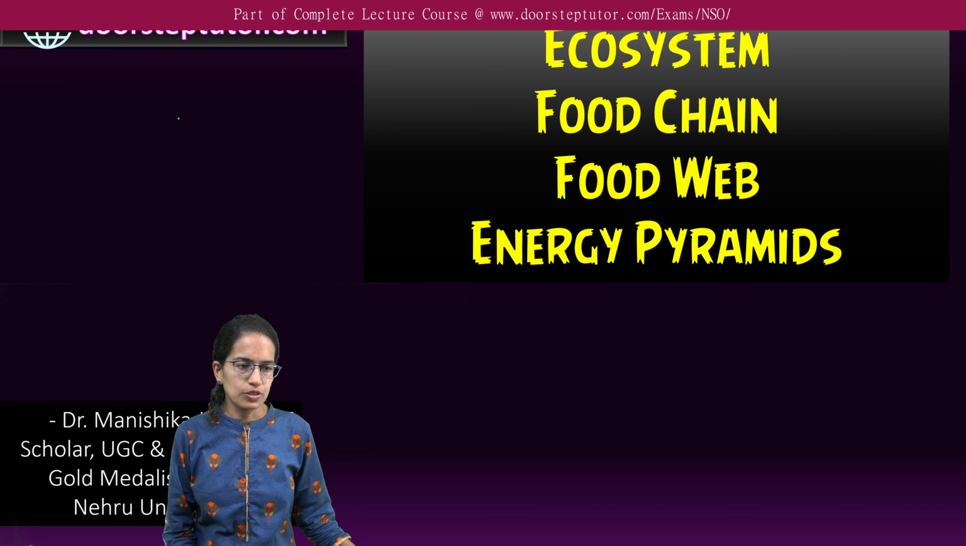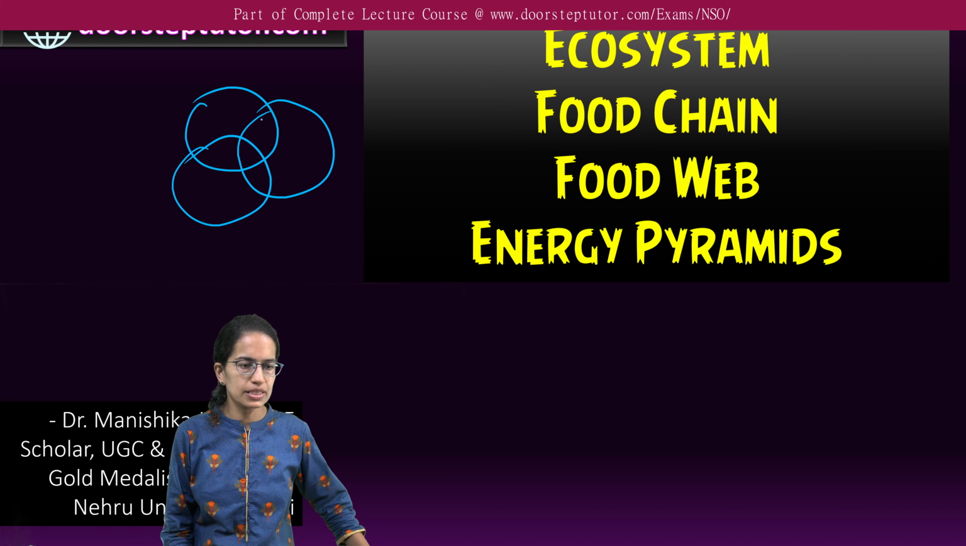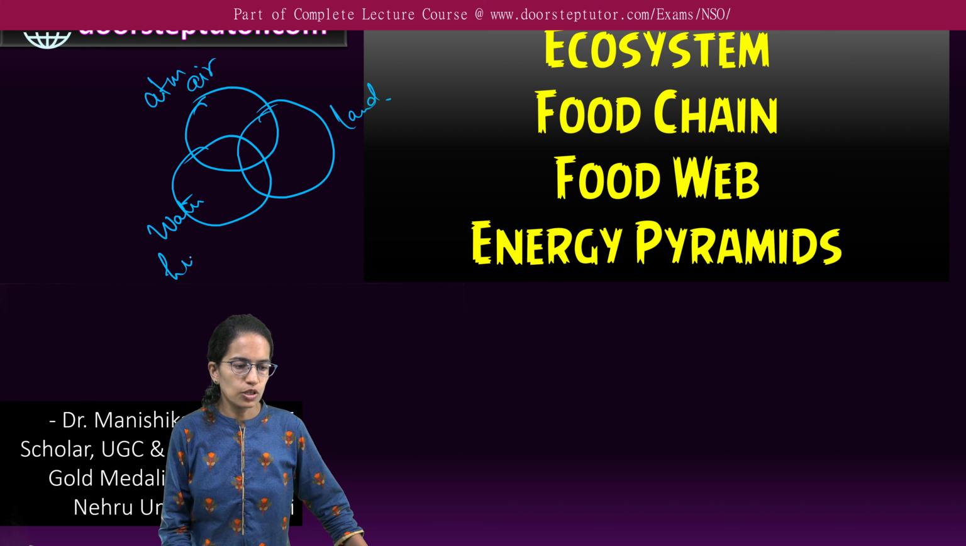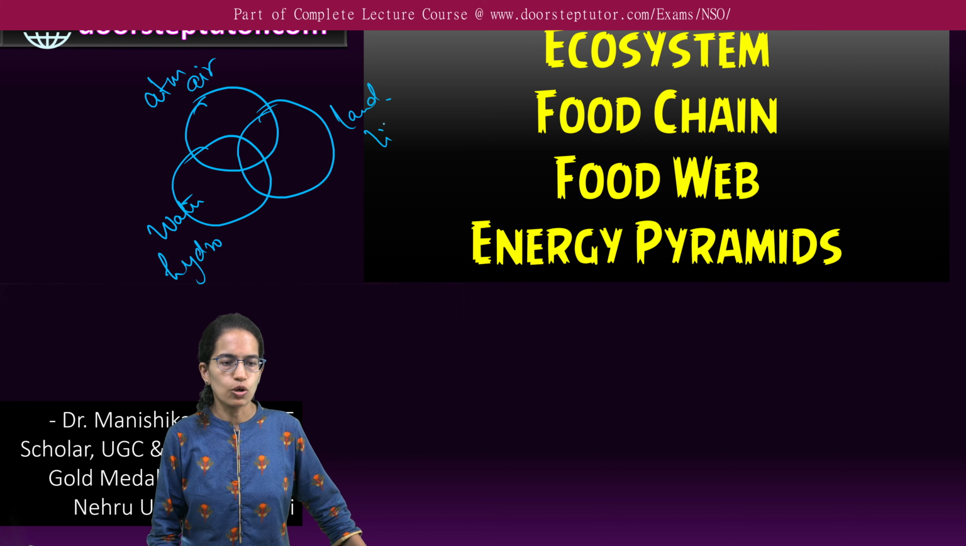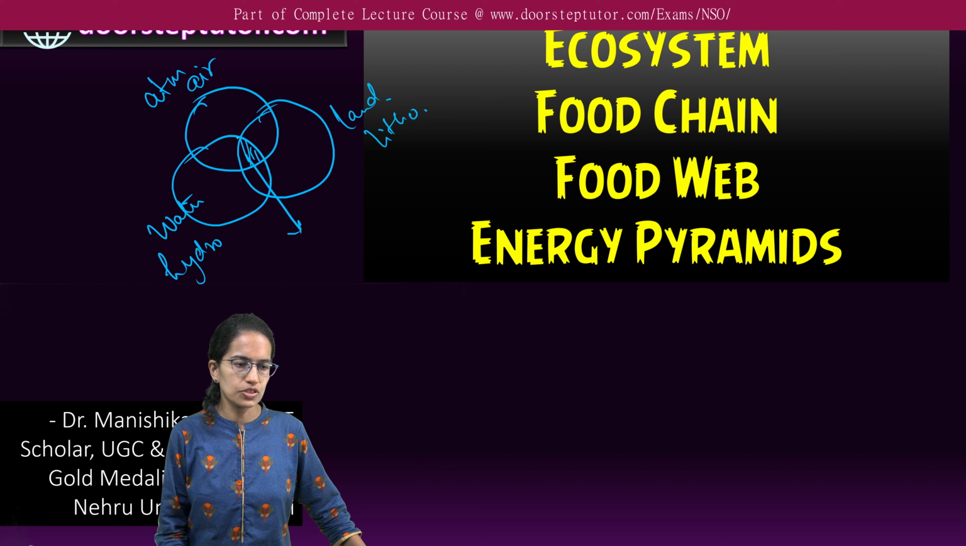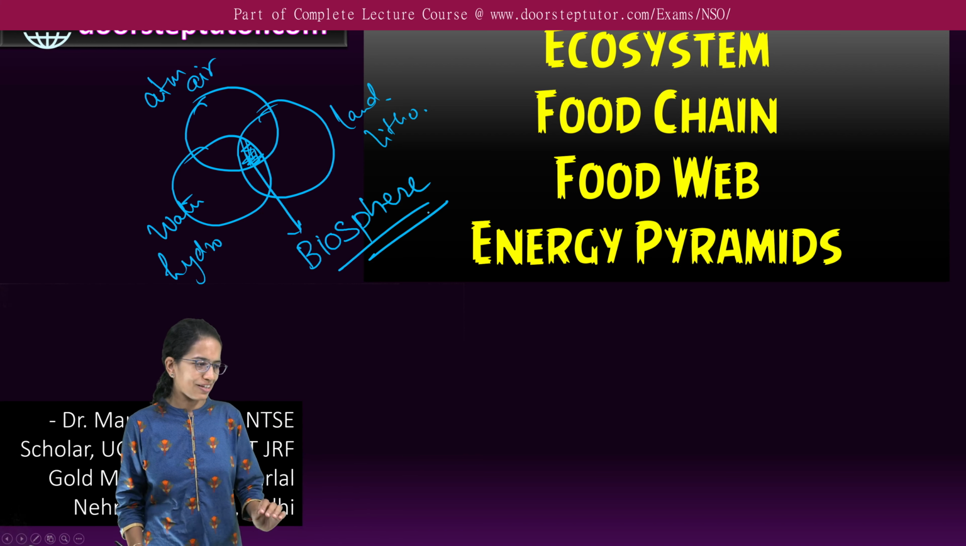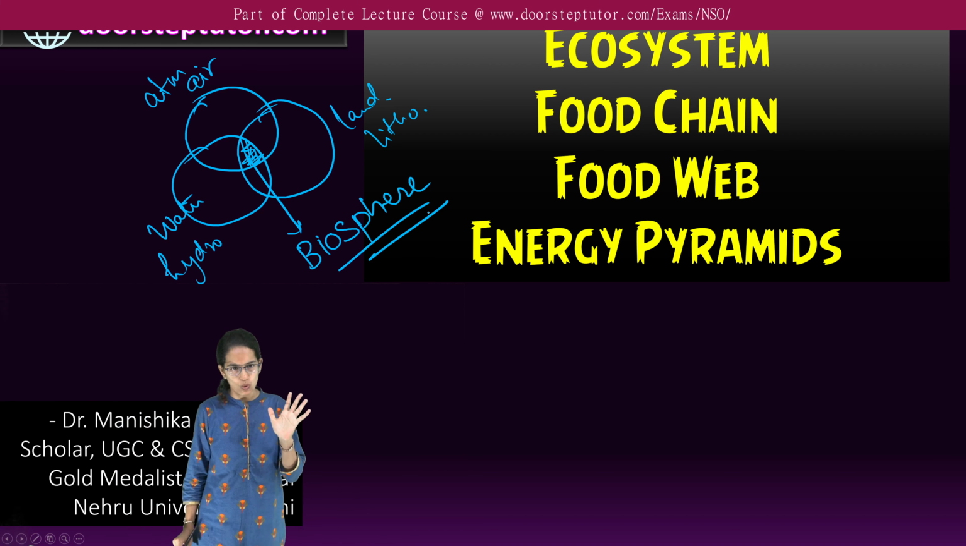So, I can draw simply three Venn diagrams here, three circles here to keep it simple. One would be of air, the other would be of water, and the third one would be the land. We call it as atmosphere, hydrosphere and lithosphere. Together where the three meet is the region which I have shaded in the center, and this region is called as biosphere. That means for the life to survive, all the three elements are required.